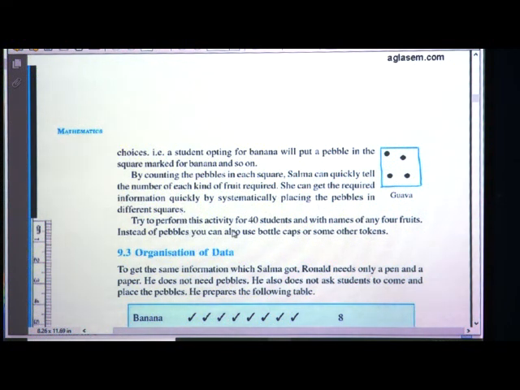Try to perform this activity for 40 students and with the names of any 4 fruits. Instead of pebbles, you can use bottle caps or some other tokens.